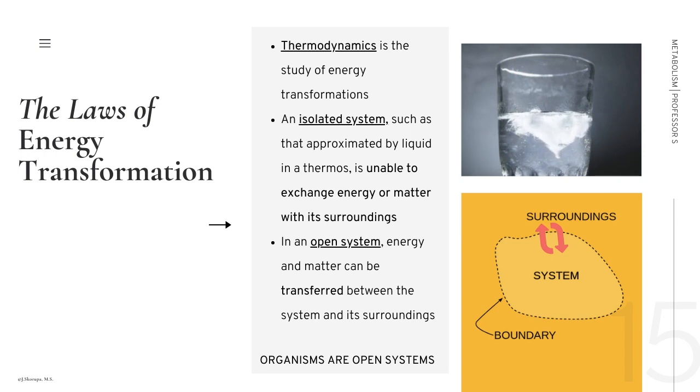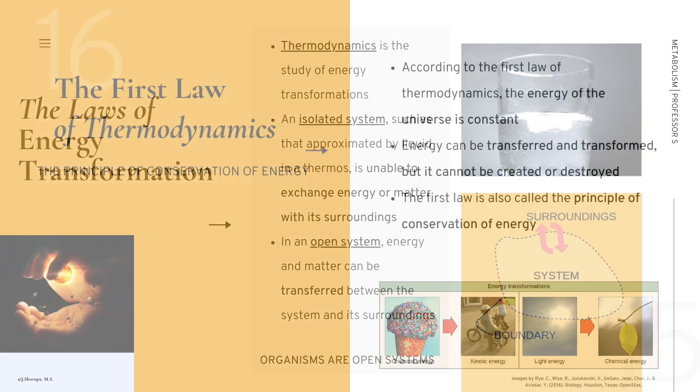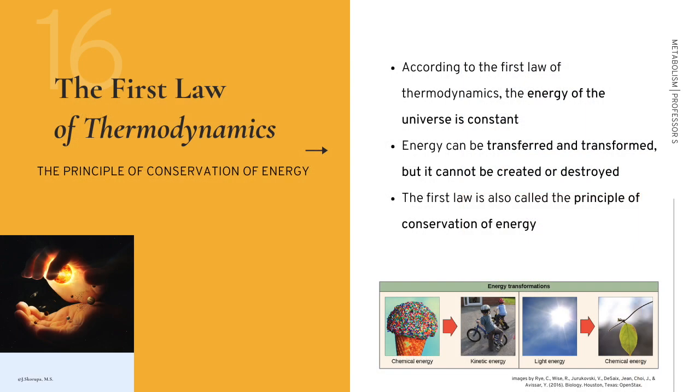We are going to cover two of them. According to the first law of thermodynamics, the energy of the universe is constant. This means energy can be transferred and transformed, but it cannot be created or destroyed. You've probably heard this law shortened to energy can neither be created nor destroyed. This law is also called the principle of conservation of energy.